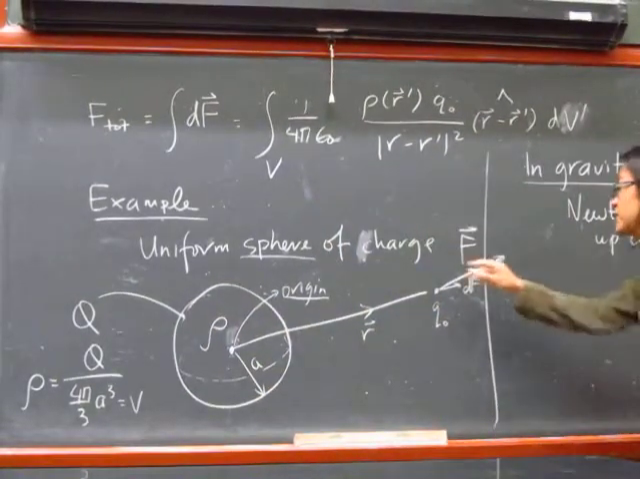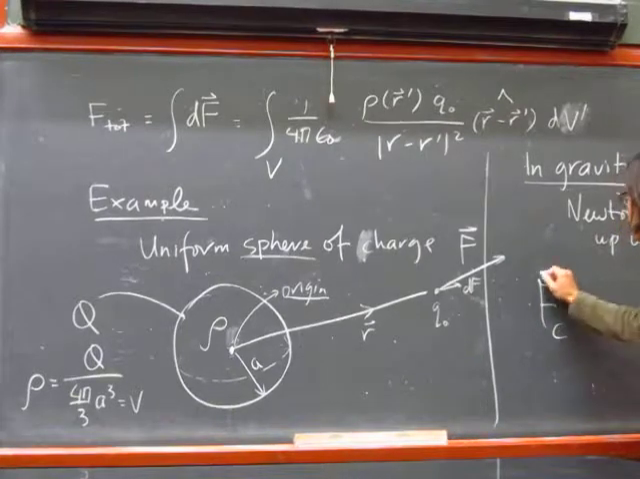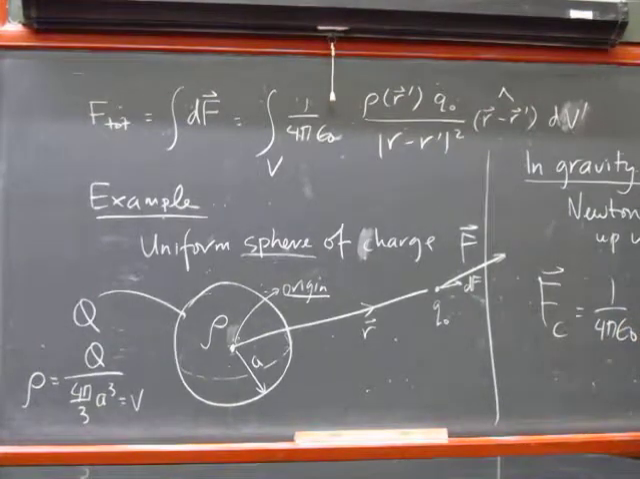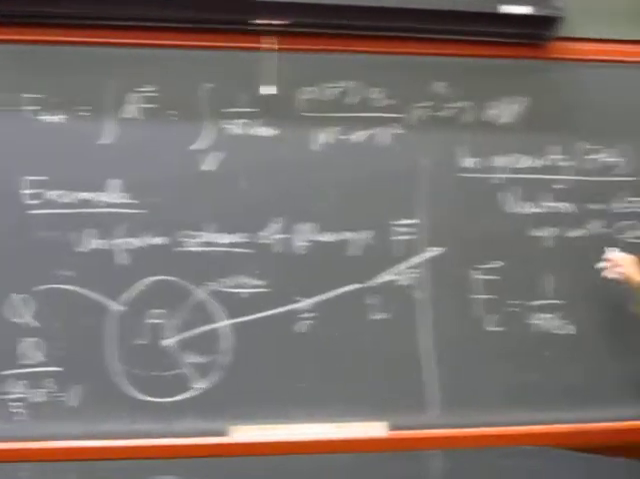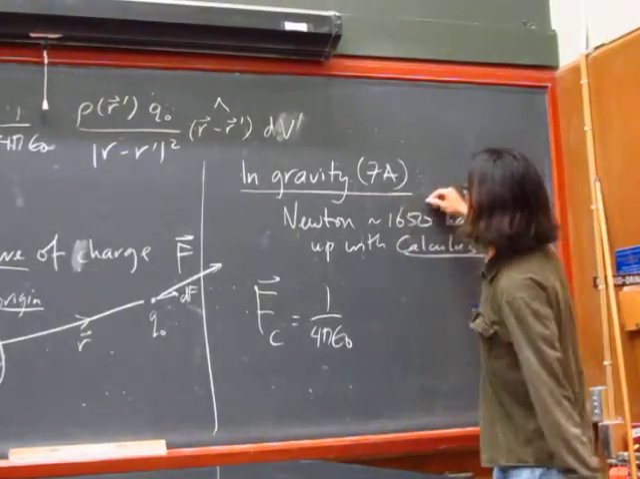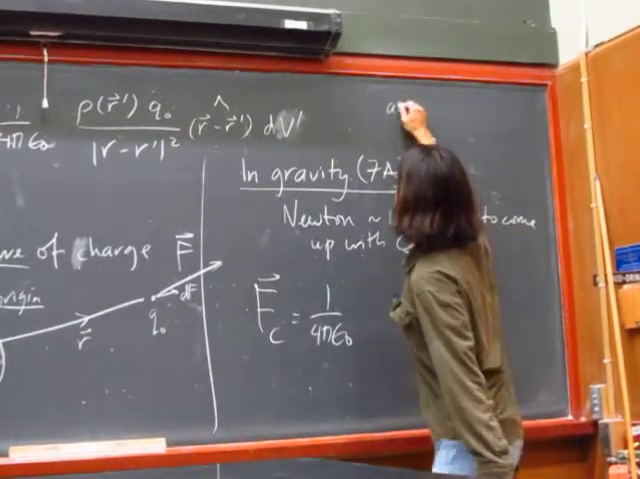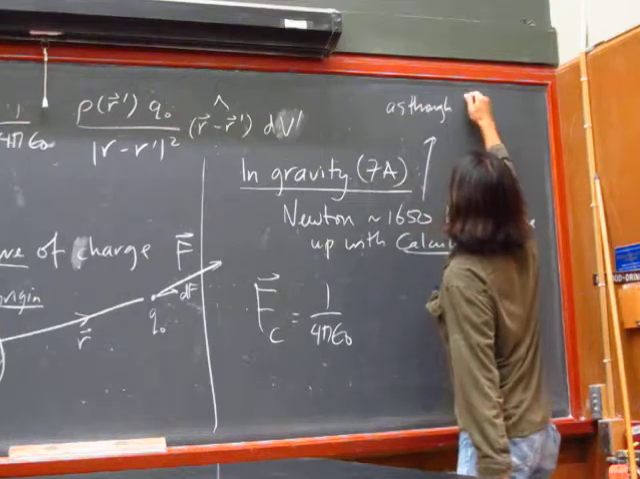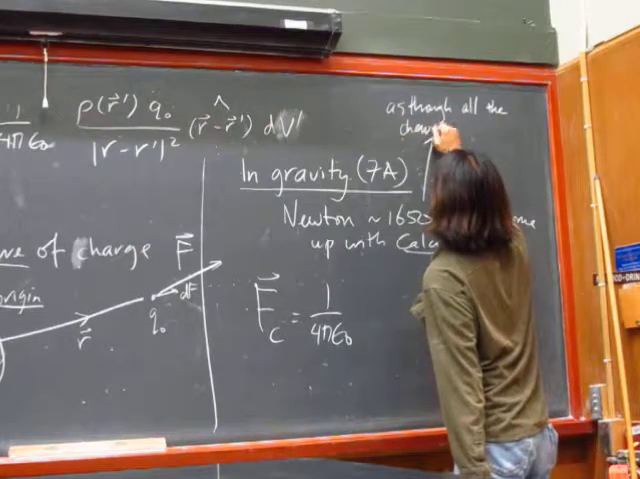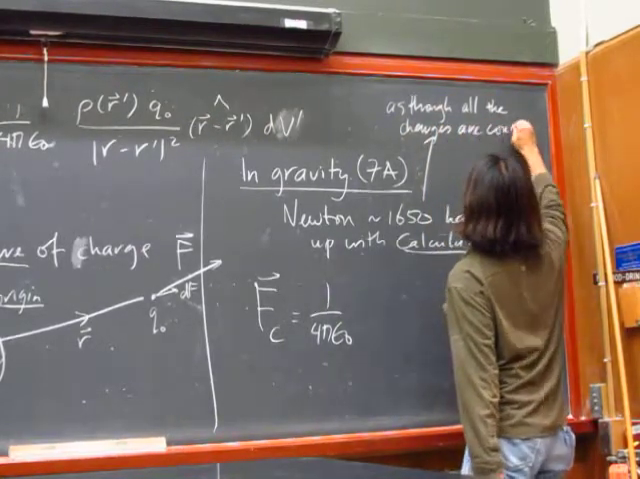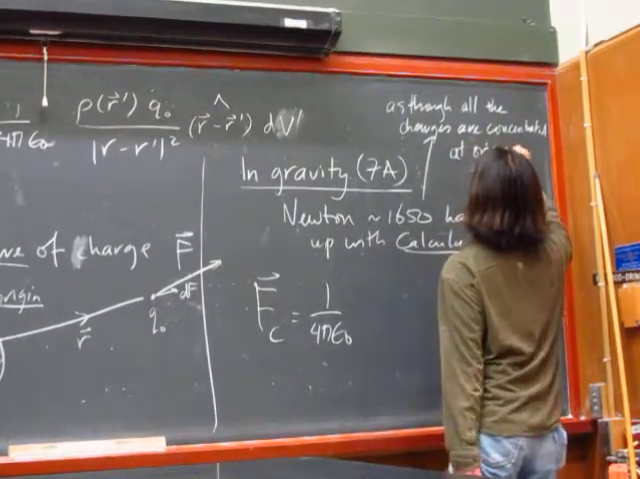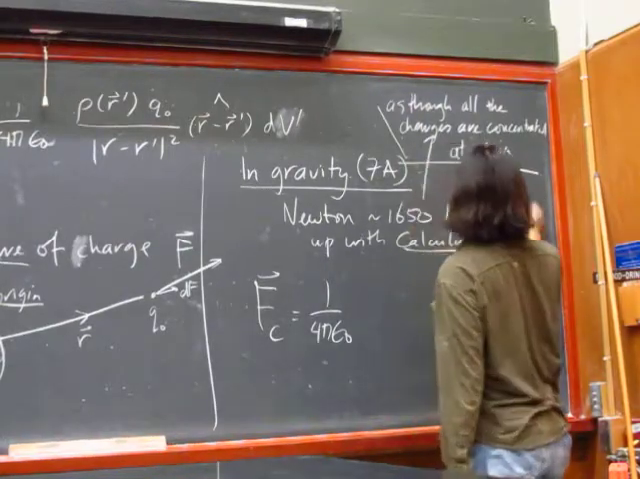So for the case of charge, F Coulomb is equal to 1 over 4 pi epsilon naught times, oh, I forgot to write. So here the charges are still concentrated at the origin. This is the result of that calculation.